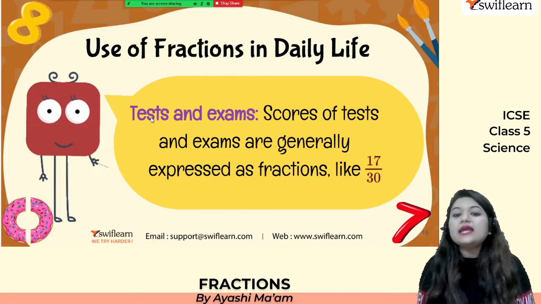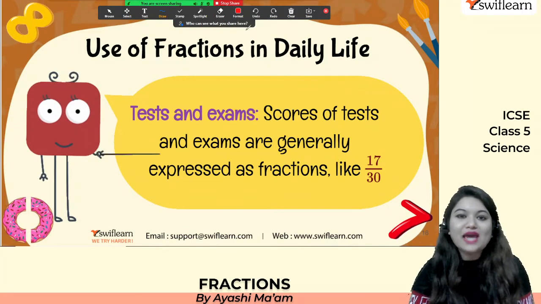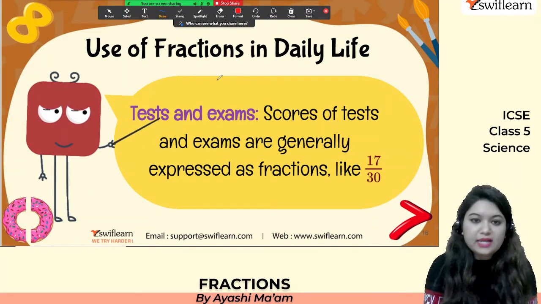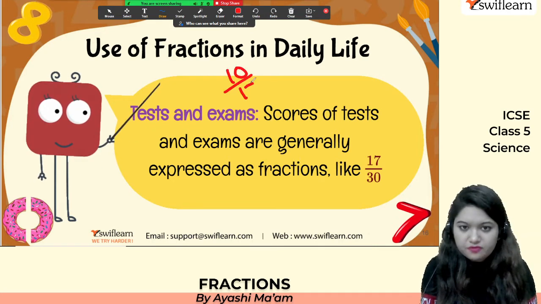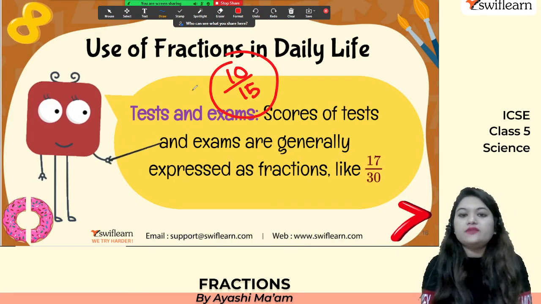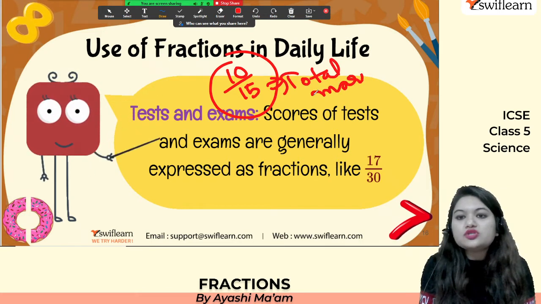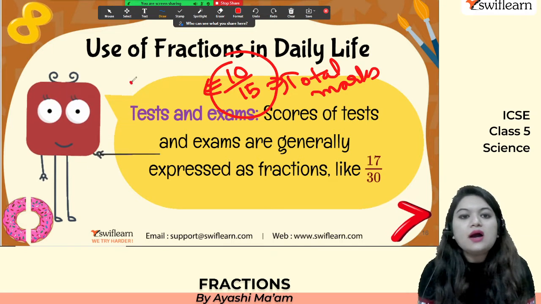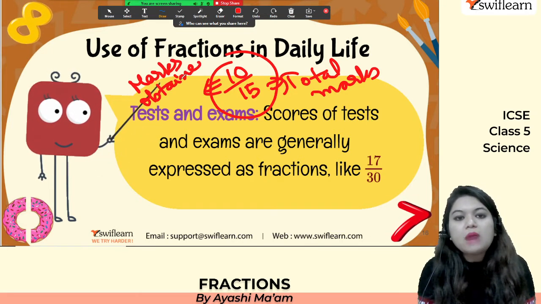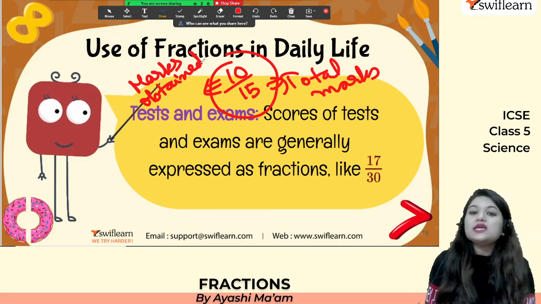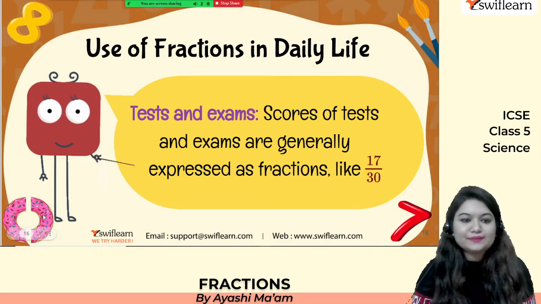And tests and exams. Scores of tests and exams are generally expressed as fractions, right? So whatever marks that you get, maybe we say 10 out of 15. Someone got 10 out of 15. That means what? Total marks was 15 and 10 is the marks obtained by the student. So see, here also we are using fractions. Okay, moving on.